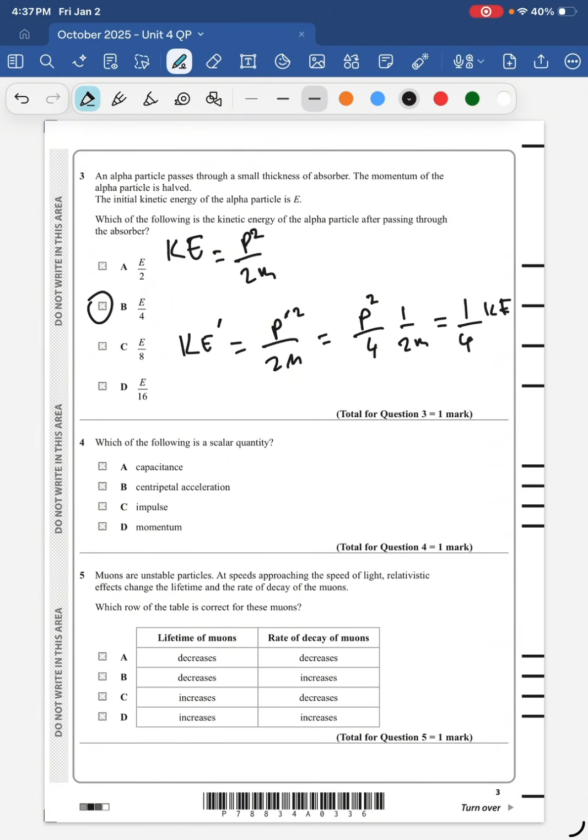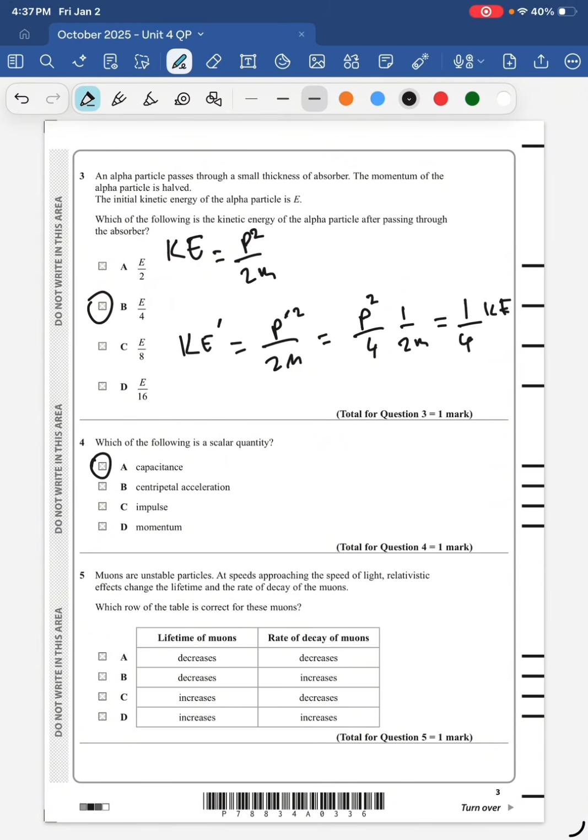Right. Question 4. Which of the following is a scalar quantity? A, capacitance, that works. Capacitance is a scalar quantity. It doesn't have a direction, right? And everything else you can check has a direction: the acceleration, impulse, momentum, and so on. Let's go to question 5.